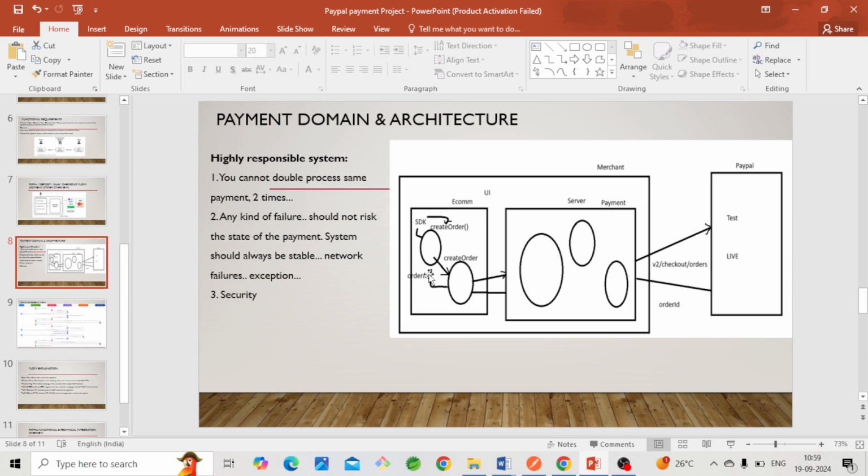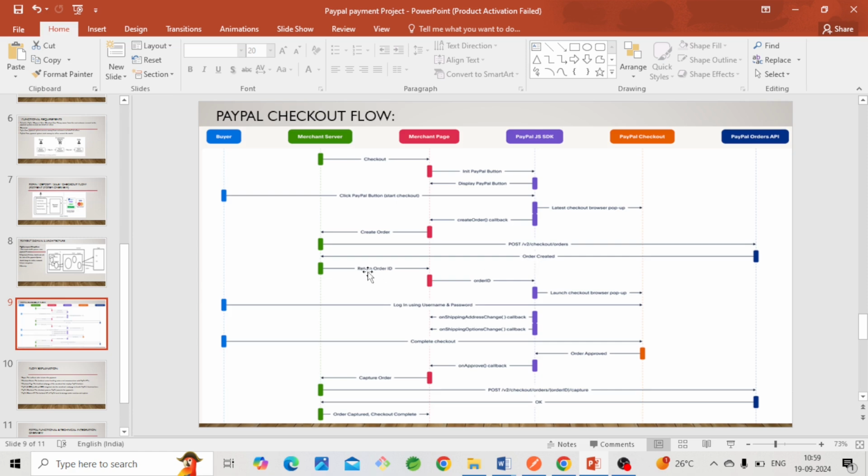Then the e-commerce server gives the order ID back to the SDK, the front end page. So here is the flow: the merchant server returns the order ID to the merchant page, and the order ID is further passed to the PayPal library. Then the launch checkout browser pop-up appears. This is the PayPal checkout.